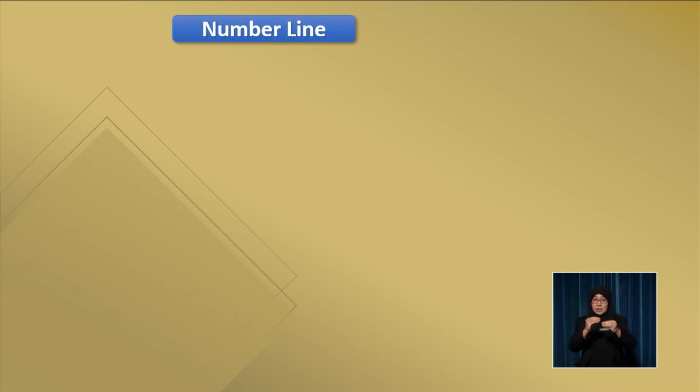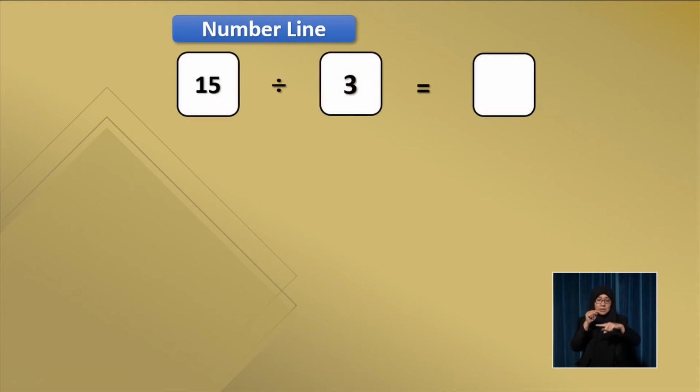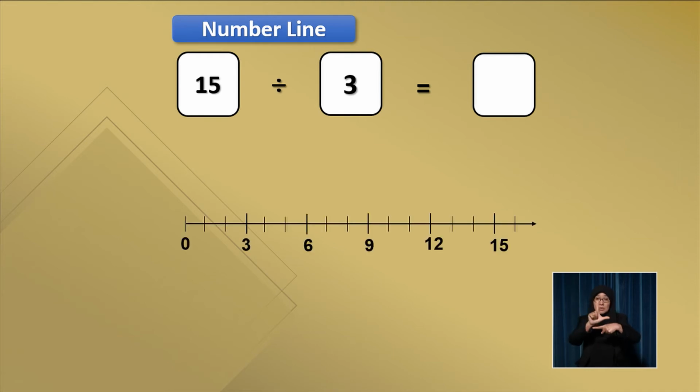Let me explain this using the number line. 15 divided by 3. I have drawn a number line up to 15 for you. I will minus 3 using the number line until there is nothing left.